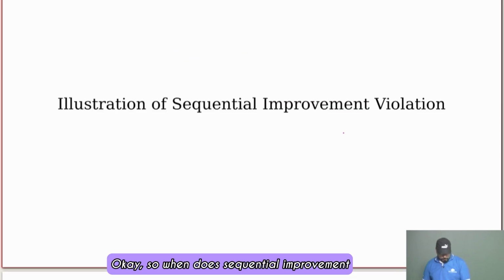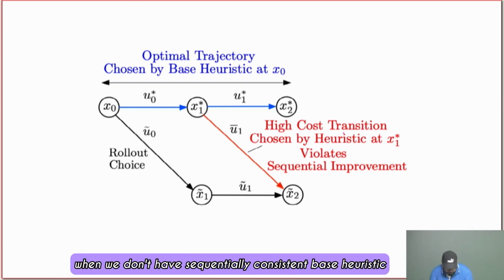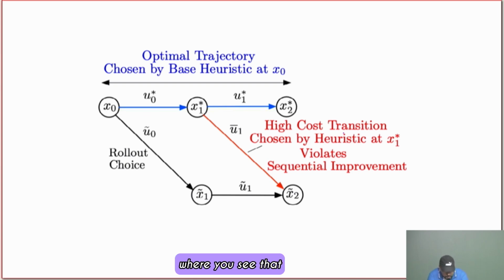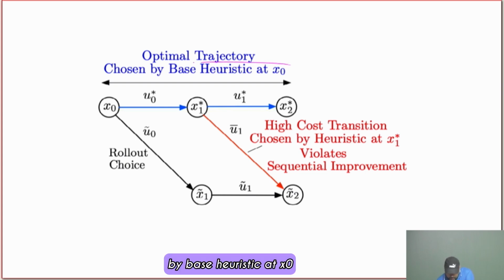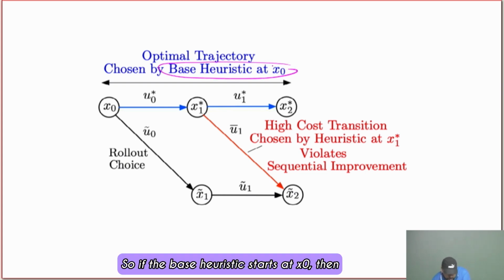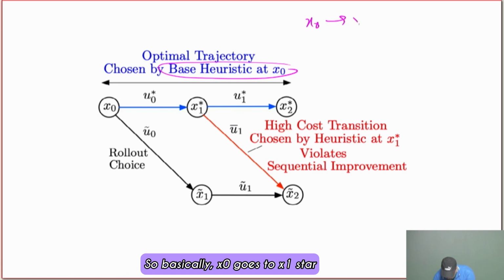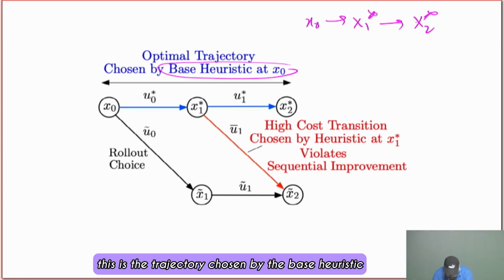Okay, so sequential improvement will get violated when we don't have a sequentially consistent base heuristic. This is one of the illustrations where you see that. This is the optimal trajectory chosen by the base heuristic at x0. If the base heuristic starts at x0, then it follows the trajectory x1, x2. Basically x0 goes to x1 star, goes to x2 star if it starts from x0. This is the trajectory chosen by the base heuristic.